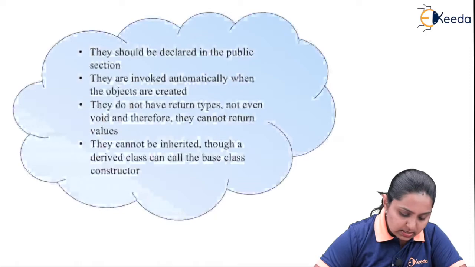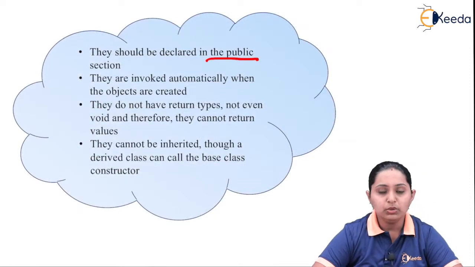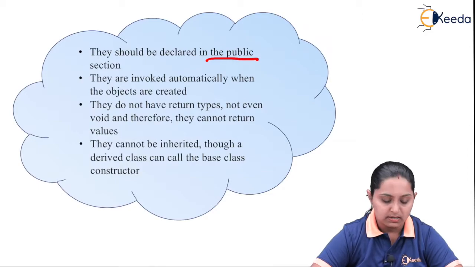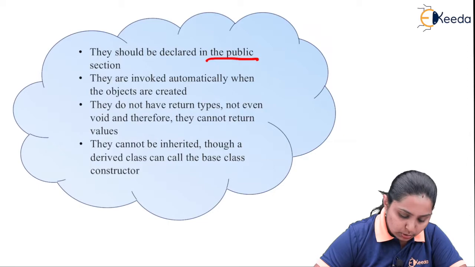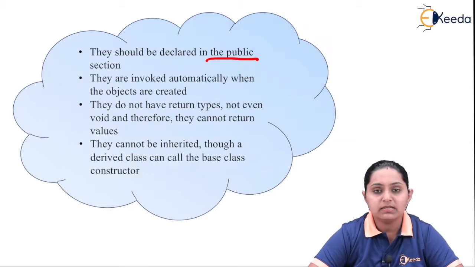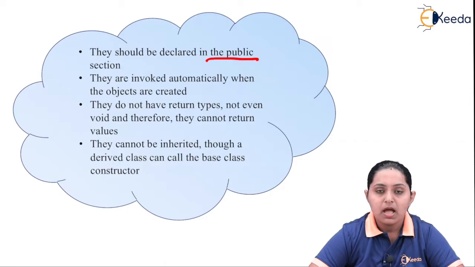They should be declared inside the public section, because public means you can access that data anywhere outside the class. So if you want to create the object inside the main block, you have to create that constructor as public. Second, they are invoked automatically when the objects get created. You don't need to call them anywhere inside the main function. Whenever the object gets created inside the main function, by default it will get called or invoked.